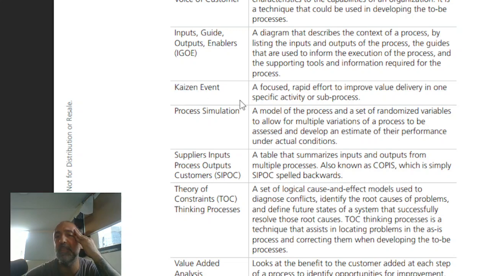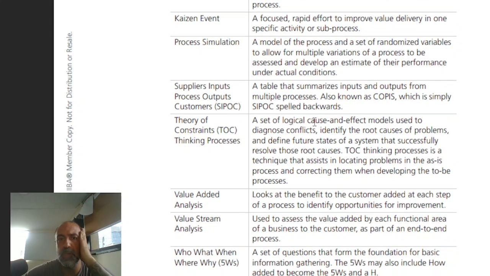Kaizen event. Kaizen is a Japanese thing. Focused, rapid effort. And a Kaizen event is basically rapid effort to improve value delivery on one specific activity or sub-process. Process simulation, a model of the process and a set of randomized variables that allow multiple variations. So you simulate basically a process and throw variables to see how it reacts.